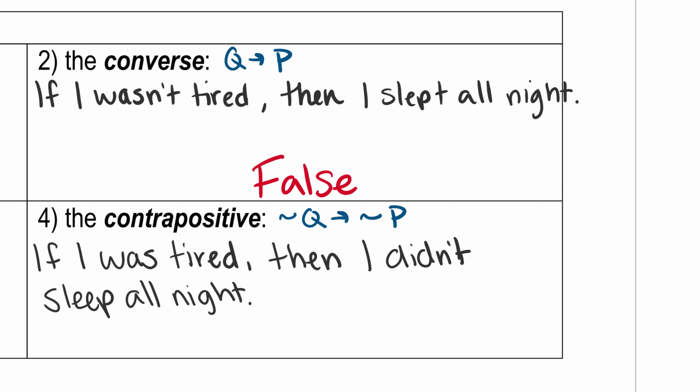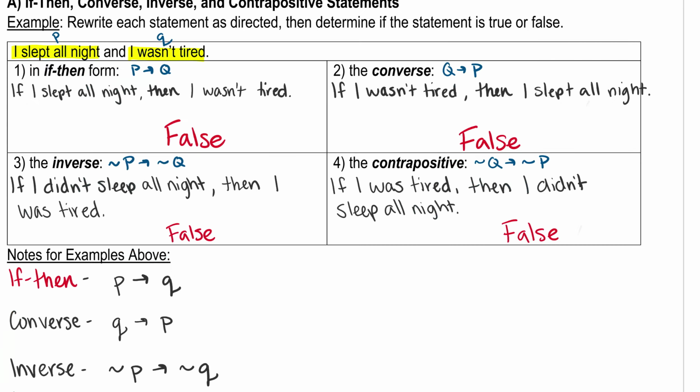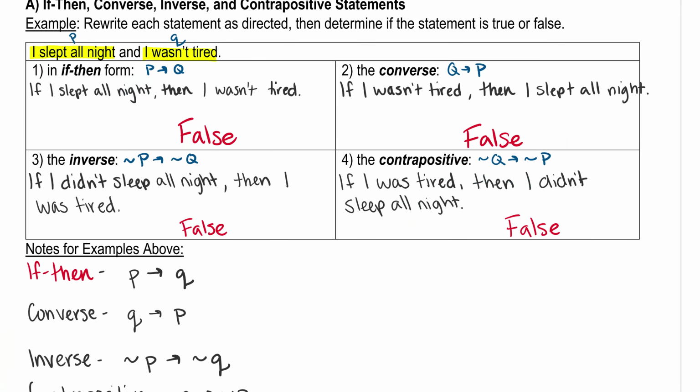Okay, that's typically true for most people. But can you say if I was tired, then I did sleep all night? Well, yeah. I mean, again, a lot of people are like that. They can sleep all night and they're still worn out when they wake up. I mean, some of y'all might be like that. I don't know. So that's typically true. That's true for a lot of people. So because I can switch the end and it's still true either way, this statement is false. So all four of these were false, and that's okay. That happens.